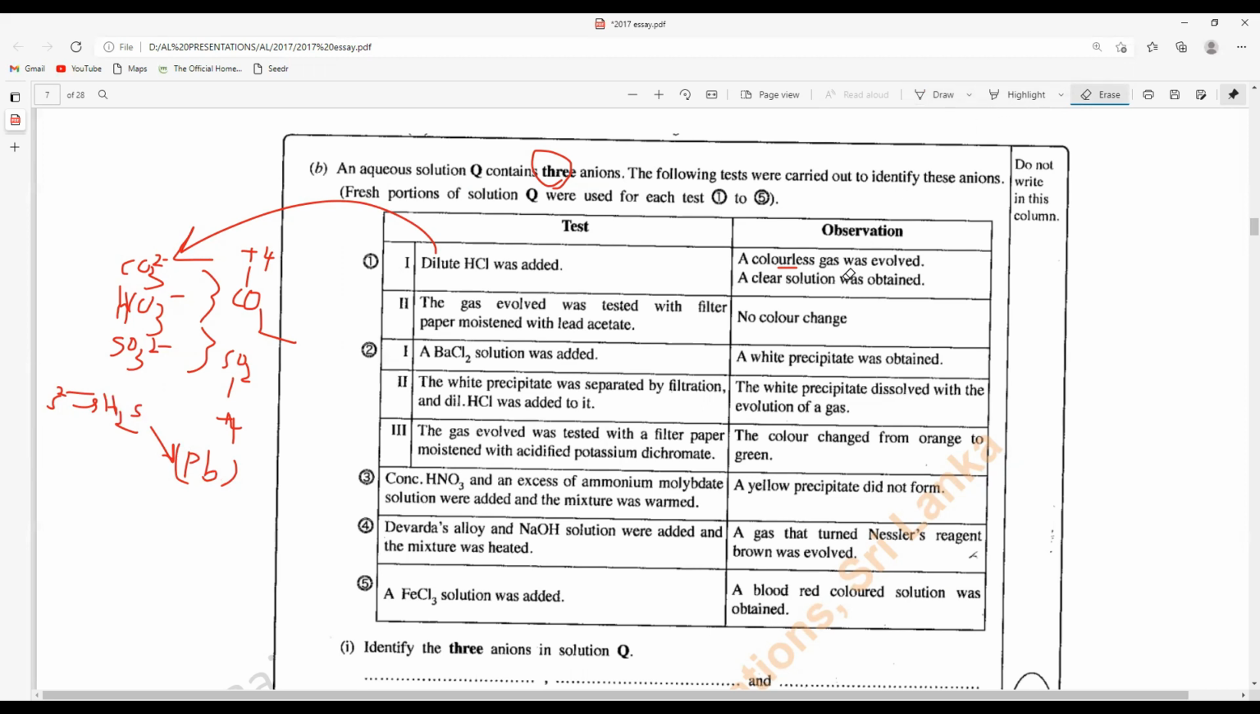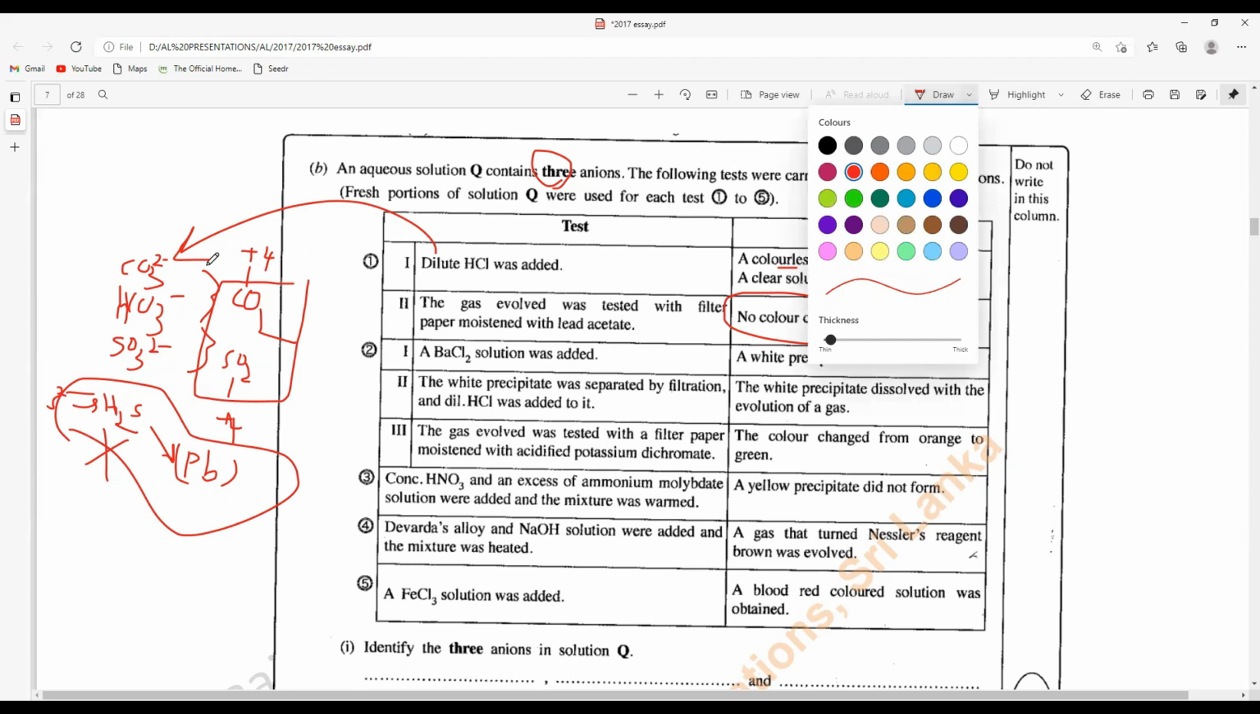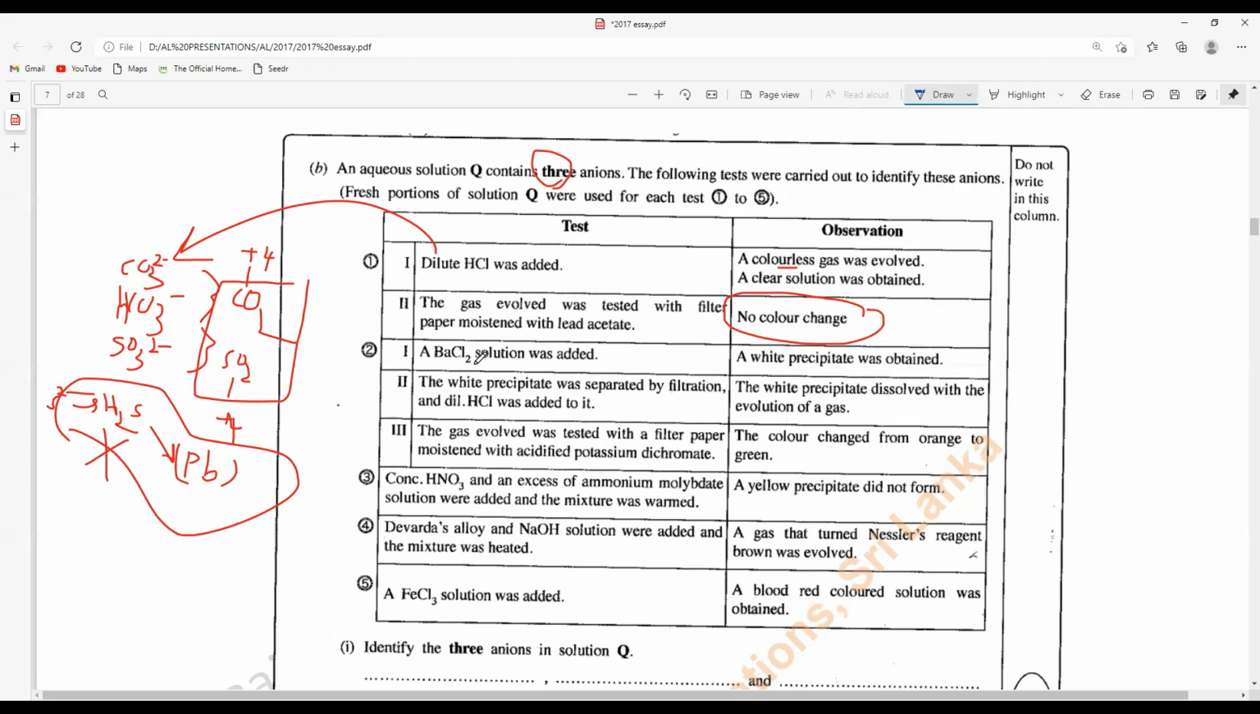So it is lead acetate, so it would be forming the PbS, but they say there is no color change, so typically there should not be any reaction happening. That is the idea, right? And so from this, what you can see is it could be either this one or this one, CO2 or SO2, which means either carbonate, bicarbonate, or sulfite. Okay, sulfite. And we will go to test number 2.